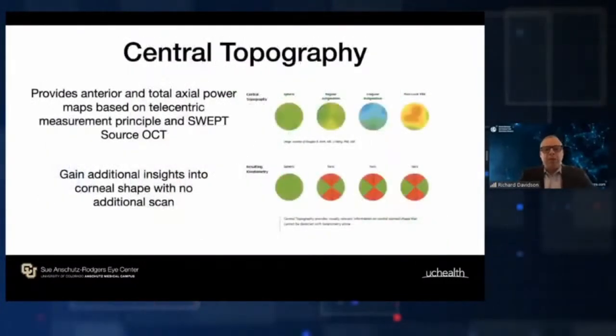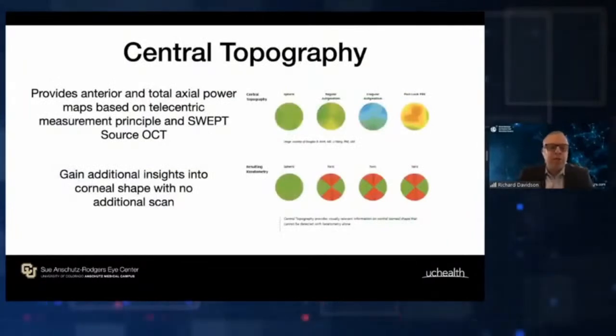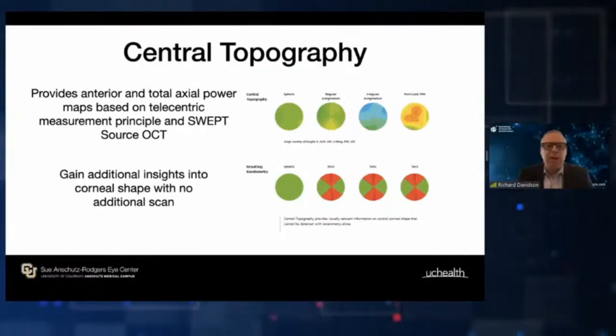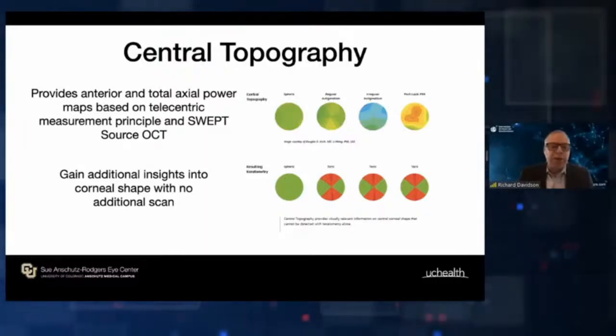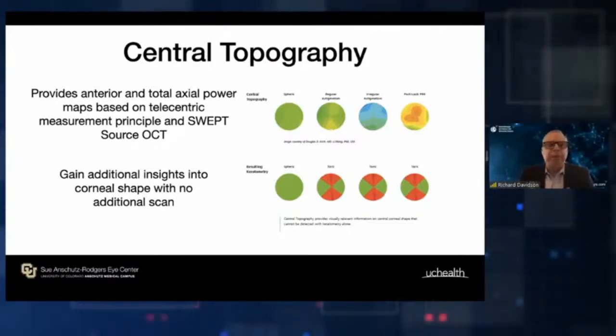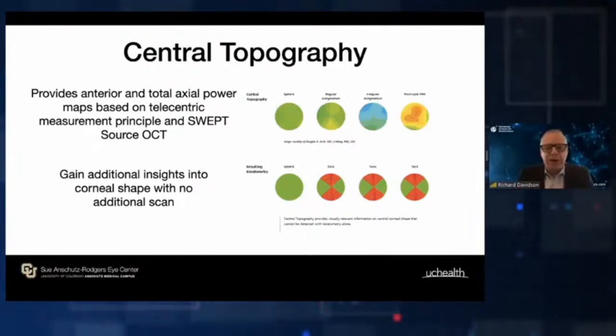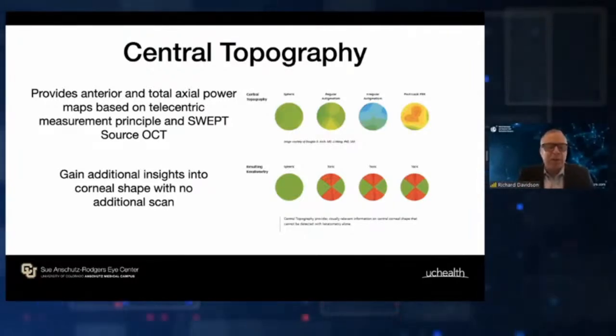And now, even more recently, we have something known as central topography. Central topography provides anterior and total axial power maps based on the telecentric measurement principle and also the swept source OCT. So we're getting the total axial power of the cornea, and this gives us great insight. From an efficiency standpoint, we can now look at the corneas very quickly on these scans with one scan only and help determine whether a patient might need astigmatism correction.